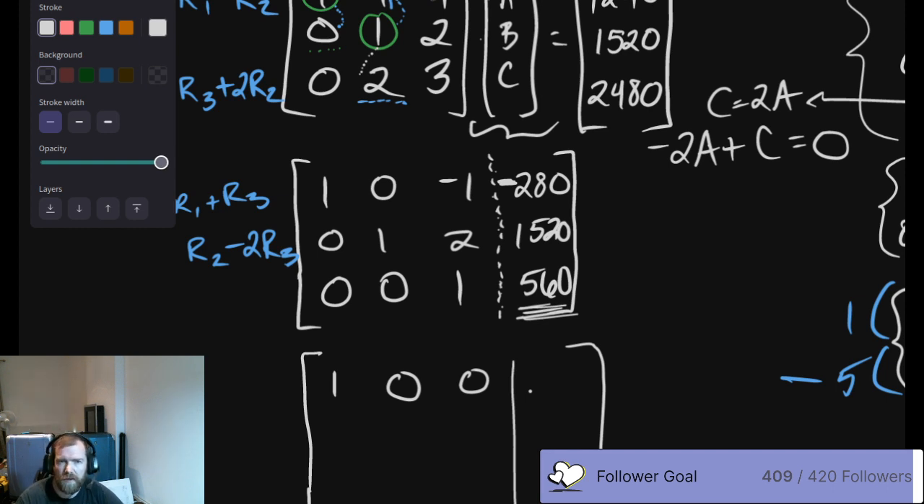Okay, there we go. Row 1 plus row 3 is going to be 560 minus 280. Now we can say, yeah, that's half of it. So there's our 280 coming back. Good. We got our 560 down at the bottom with 0 and 0 in those two locations.